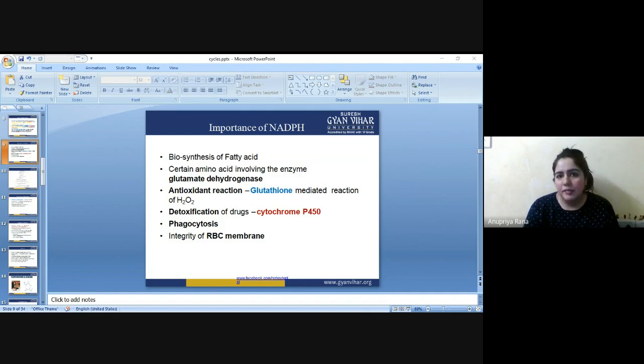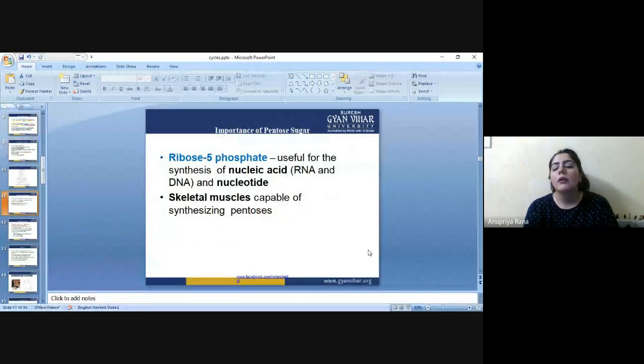In the RBC, when NADPH is released, it is very helpful for maintaining the balance of the cell membrane, like what amount of things can be taken inside and given outside. So these are the important things when we talk about the importance of NADPH. Next, the importance of pentose sugar.